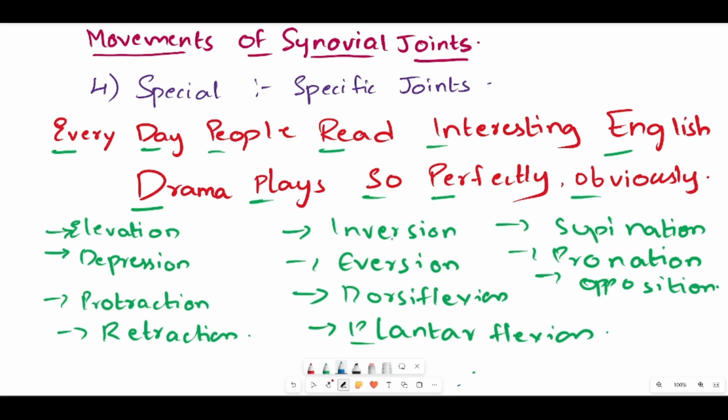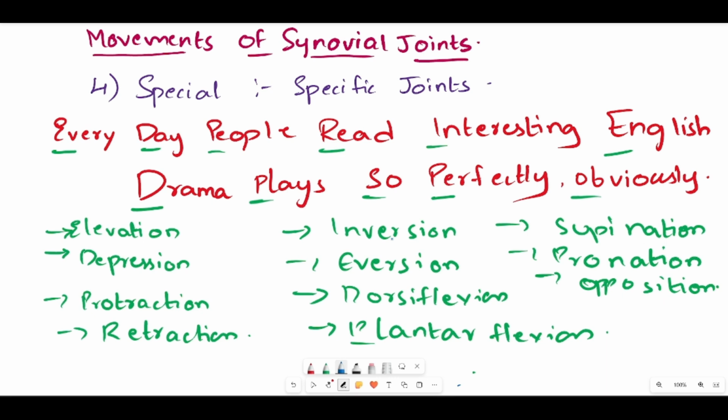So till now, we have just seen how to remember the special movements with a trick. Only the names we tried to remember. Now, we will see what points we have to include in each one. In elevation, we can write superior movement of body part. Depression, you can write inferior movement of body part. And the next one is protraction. Here you can write anterior movement. And for retraction, write posterior movement of body part.